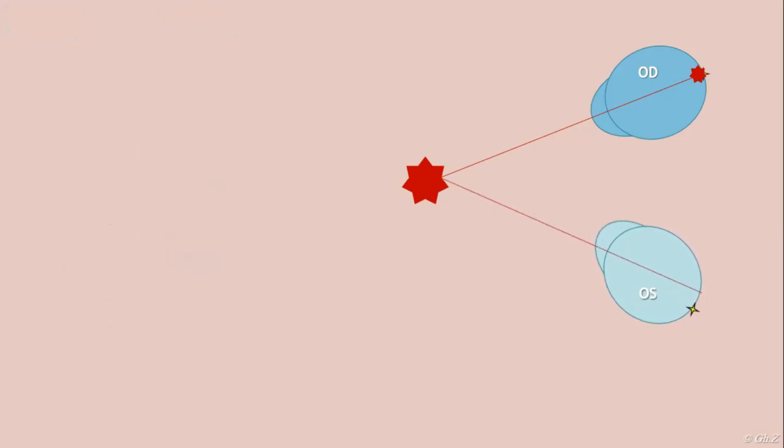deviation or rotation. Now the light rays from this star are falling what? It's falling above the fovea. In projection or in visual direction, if the image is falling above the fovea, it will be perceived, okay, lower to the object of regard. So we have here vertical diplopia, okay?